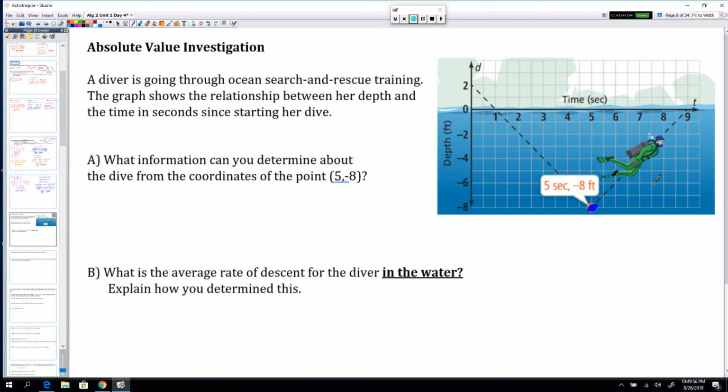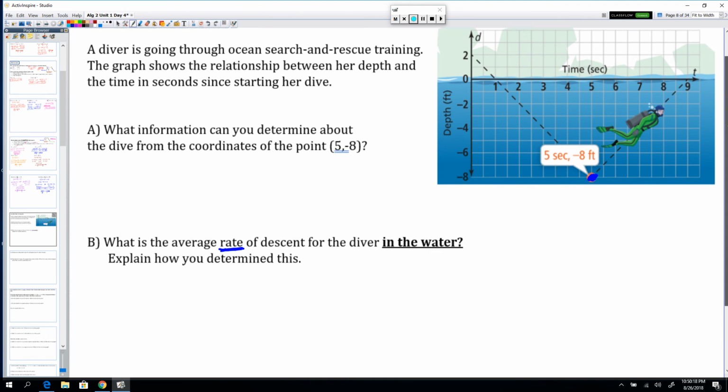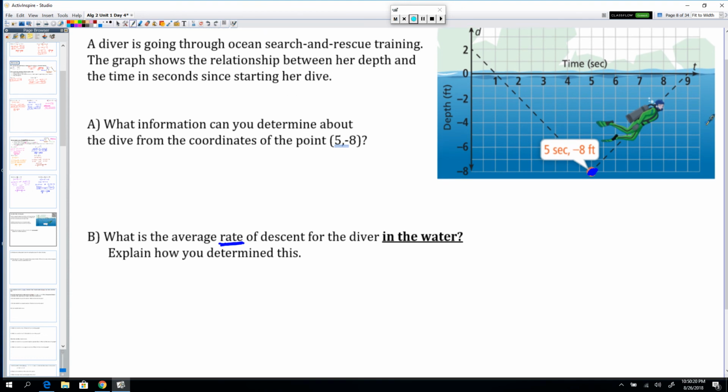If that's the case, what is the average rate of descent for the diver in the water? So once they get in the water, what's the rate of descent in the water? How do we determine that? Anytime we think of rate, hopefully you remember from Algebra 1 that rates are often found on graphs when we look at slopes. So maybe we look at the slope of one of these lines.